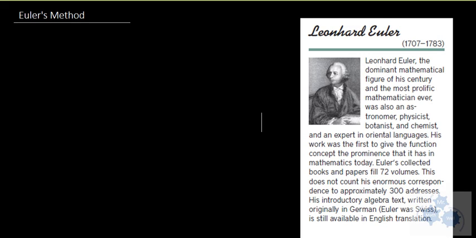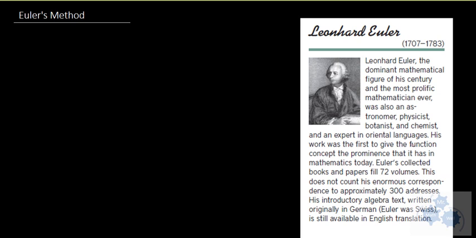So today's lesson in AP Calculus AB is Euler's method. Euler's method is named after Leonhard Euler, who lived in the 1700s, and he was the dominant mathematician of his century, the most prolific mathematician ever. He was also an astronomer, physicist, botanist, and chemist, and an expert in Oriental language. His work was the first to give the function concept the prominence that it has in mathematics today.